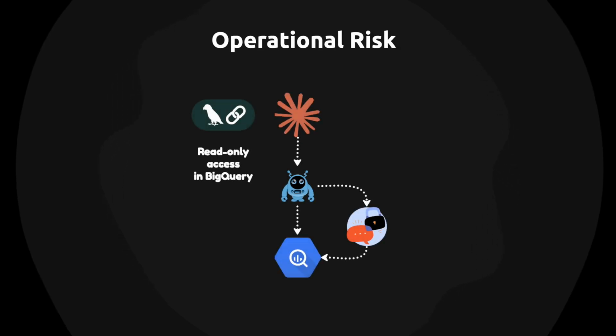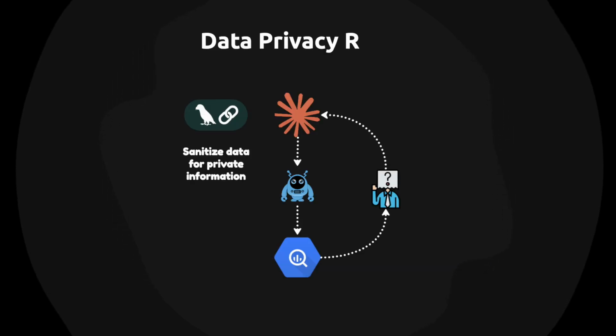Let's start with operational risk. Operational risk manifests when LLMs by mistake disrupt system operations or data integrity. For example, an LLM with file system access might delete important files. And one way to mitigate this is to make sure that service account credentials don't allow the agent to delete tables.